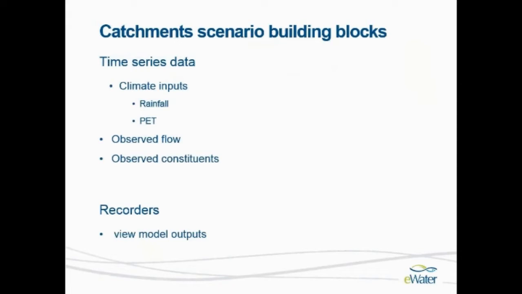In terms of time series data, the climate inputs, rainfall and evapotranspiration, are input as climate time series. Observed flow and observed constituents will be used to measure the success of your model and to calibrate later. And then once one has built a model, you can record various aspects of the model and view the model outputs through what we call in Source recorders.